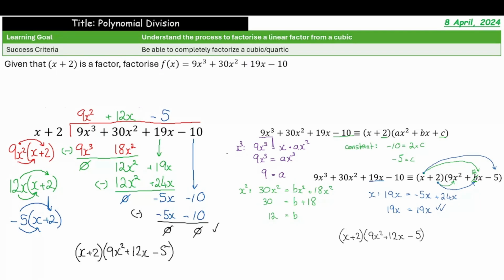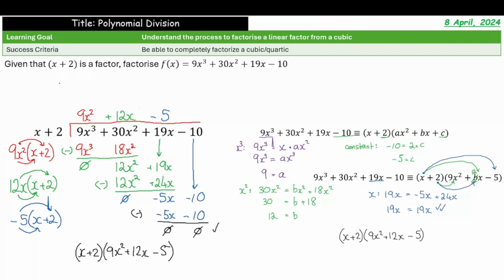Hello again guys. What we're doing today is we are going to do polynomial division. We're going to look at how to reduce a cubic or even a quartic, you can use the same techniques for a quartic or more, by a linear factor. Again, you don't have to do it by a linear factor.